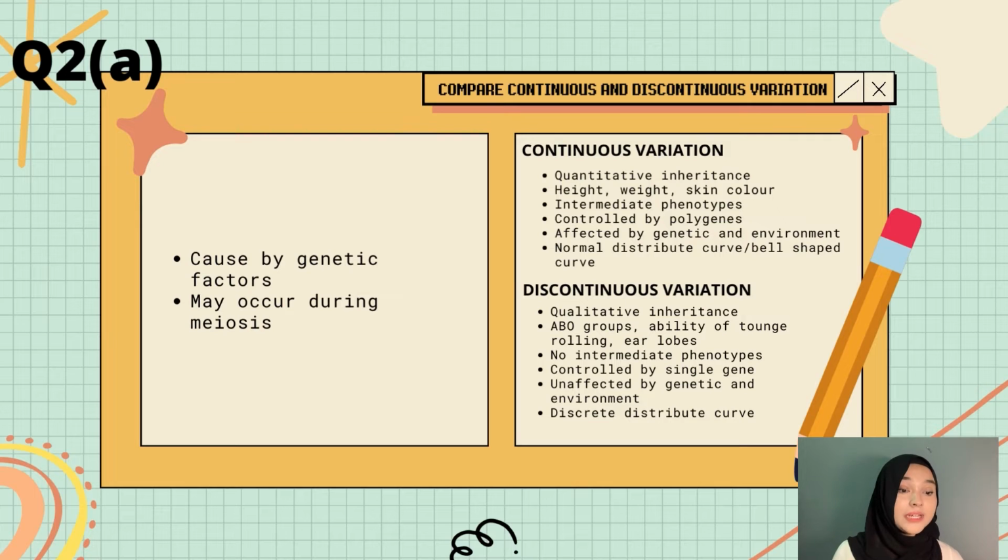While for discontinuous variation, it is qualitative inheritance, anything that cannot be measured. Take note. Such as ABO blood groups, ability of tongue rolling, ear lobes. It has no intermediate phenotypes, is controlled by a single gene, is affected by genetics and environment, and it has a discrete distribution curve.